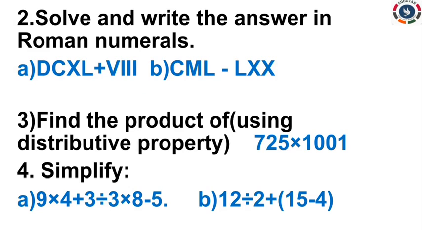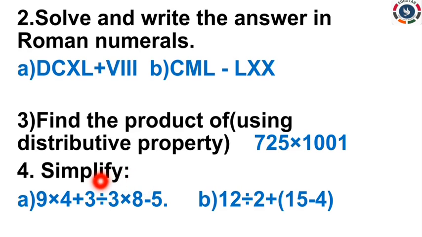And again you have to convert the Hindu-Arabic into Roman numerals. B, CML minus LXX, substitute the value for that and subtract the value and give the answer in Roman numerals. And third one, find the product using the distributive property. Already you know we did so many sums in our classwork note and in homework. So you have to follow those rules.